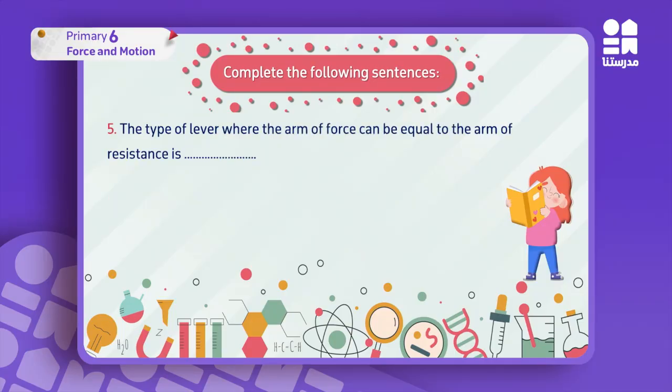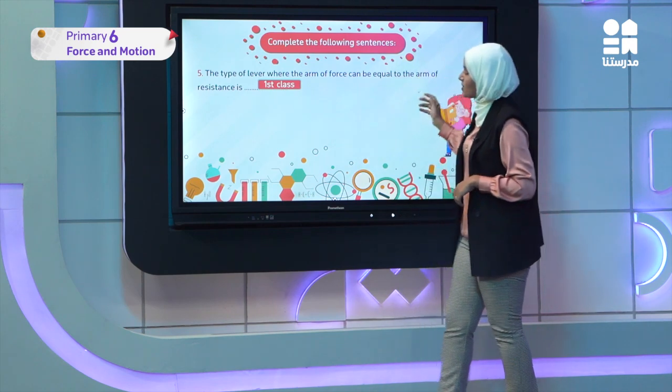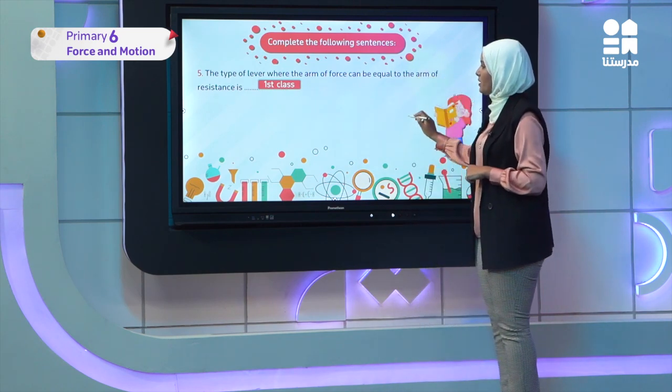The type of lever where the arm of the force can be equal to the arm of the resistance. قلت لكم الكيس بتاعت equal دي ما بتحصلش إلا إمتى؟ إلا في first class lever where the fulcrum is exactly in between the force and resistance، أو أقدر أقول when the force arm equal to resistance arm، أو when force equal to resistance. It's the first class lever.